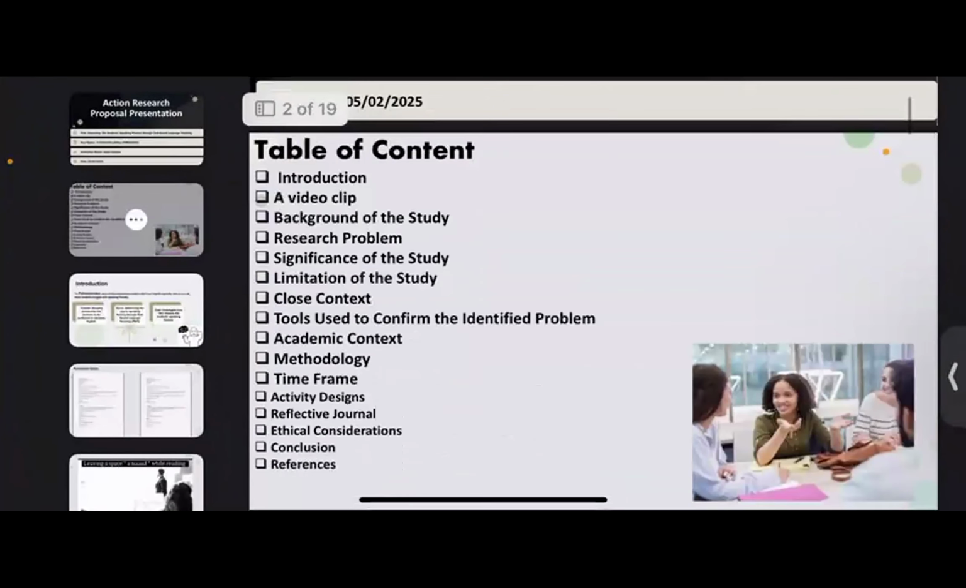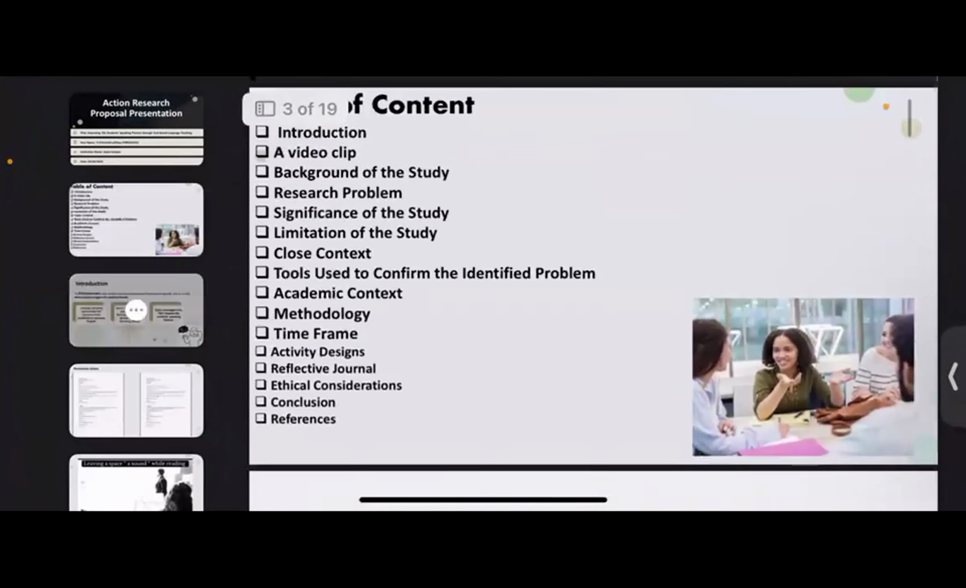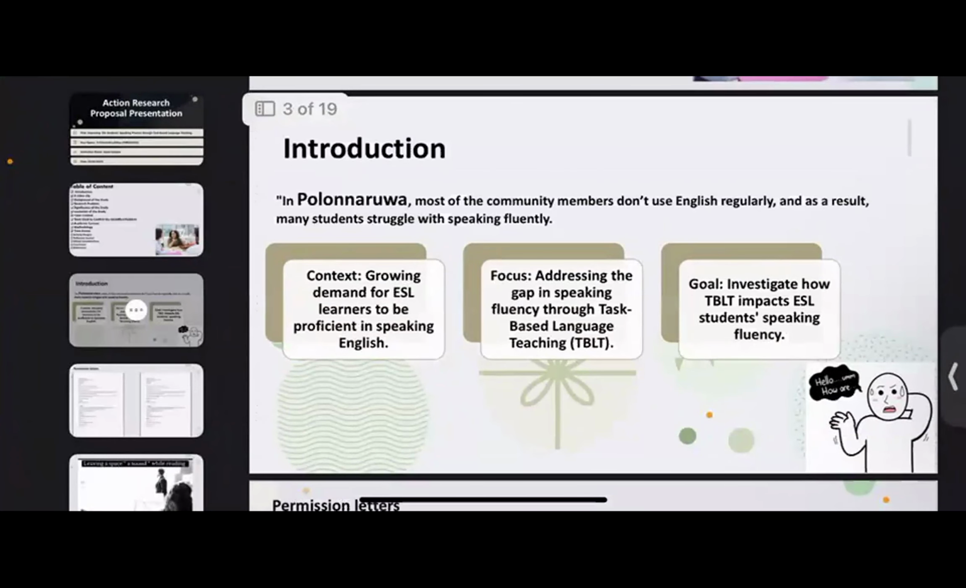And here, this is my table of contents. Let's go to the first one, the introduction. Actually, in Polonnaruwa, most of the community members don't use English regularly. As a result, many students struggle speaking fluently, with the lack of international schools and limited opportunities for English practice. So the issue has become even more pressing. Today, we will explore how task-based language teaching, TBLT, can help bridge this gap.